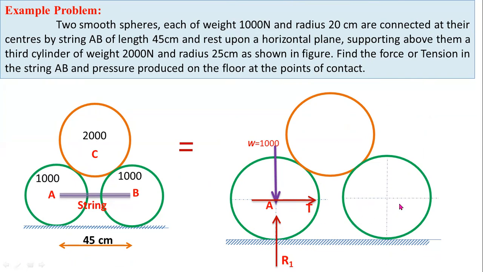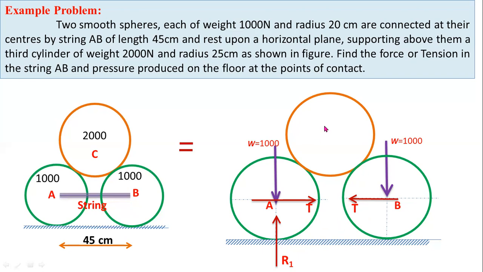Now let's consider this cylinder B. Here also self weight W equals 1000. Self weight always acts vertically downwards. And now this is the tension in the string AB. If you are considering this cylinder B, then you have to consider left side tension. These two forces are equal in magnitude and opposite in direction. So T is the tensile force induced in the string AB.